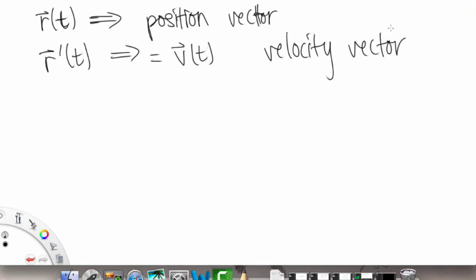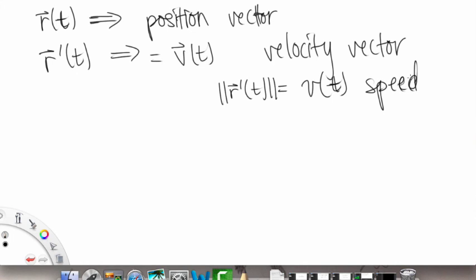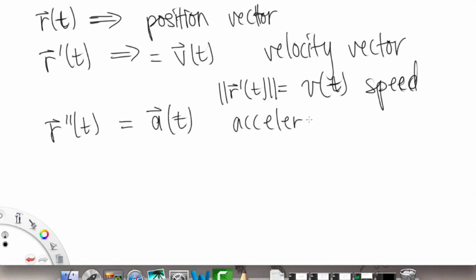An offshoot of that is the magnitude of r prime of t, which we've learned is v of t, the scalar valued function, which is your speed. It is not a vector, it's a scalar thing. And then r double prime of t is equal to a of t, which is your acceleration vector.